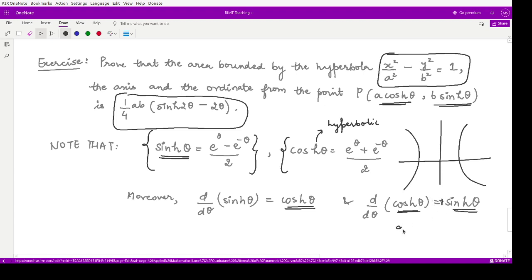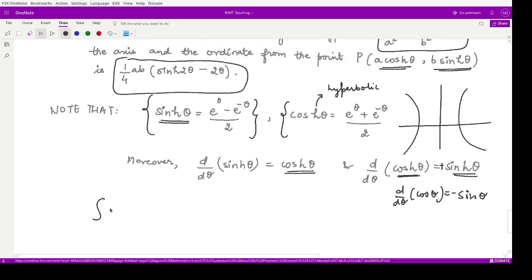What is the derivative of cos theta? Simply it is minus sin theta, right? So here we have plus. Moreover, the integration of sin hyperbolic theta d theta is equal to cos hyperbolic theta, and the integration of cos hyperbolic theta d theta is equal to sin hyperbolic theta. So here all the terms are positive. That is one difference between the normal cos theta and sin theta and the hyperbolic sin theta and cos theta.